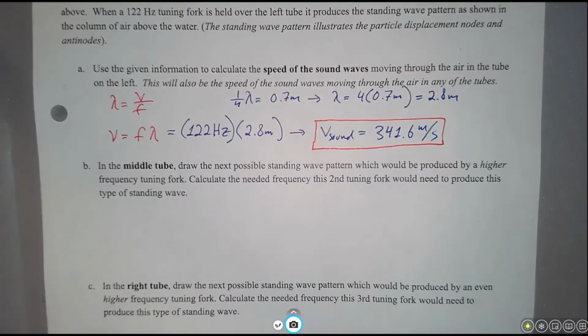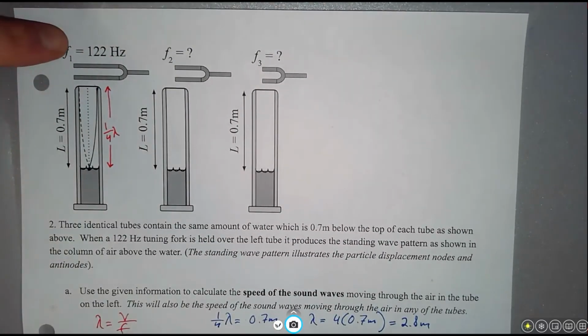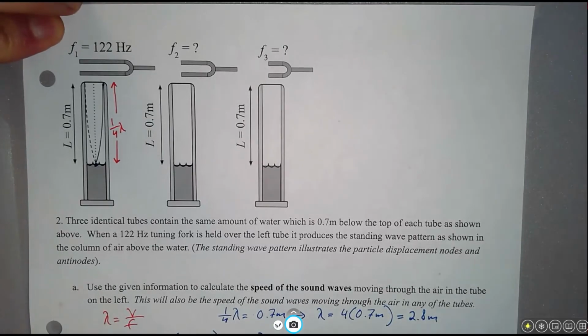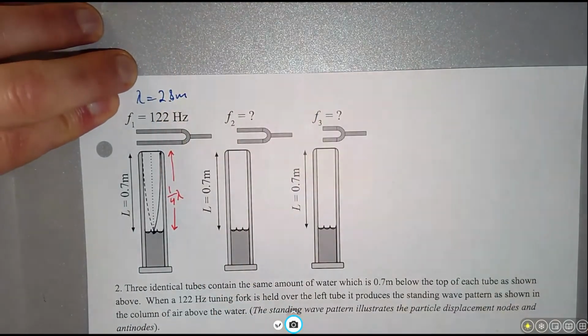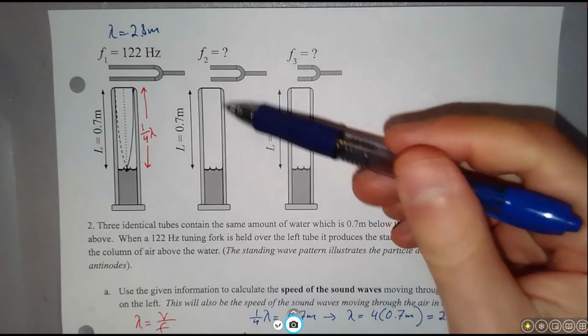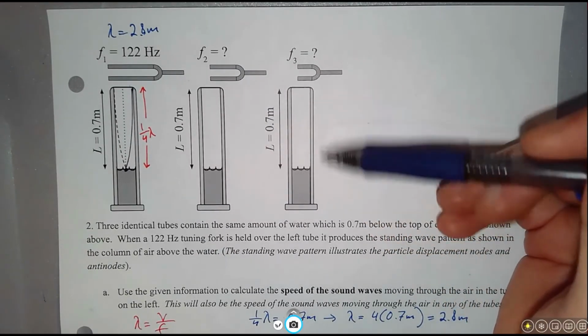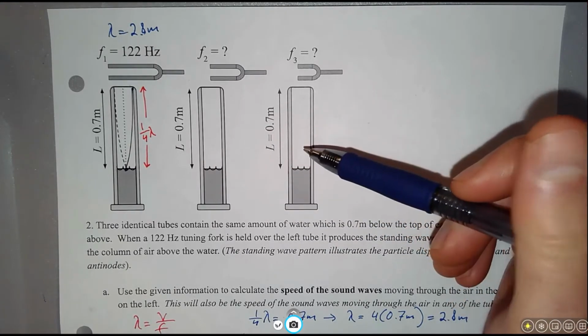Part B asks us to, in the middle tube, draw the next possible standing wave pattern, which would be produced by a higher frequency tuning fork. It says calculate the needed frequency the second tuning fork would need to produce this type of standing wave. So our 122 hertz tuning fork that produced a wavelength of 2.8 meters, only a quarter of that wavelength fit inside of that column of air. And if we have the same length column of air in each of these other examples, there must be other possible standing waves which can be created in that same length column of air.